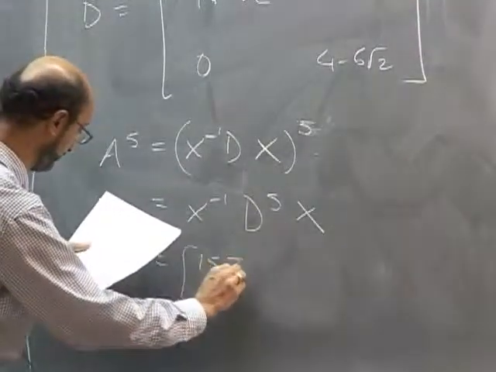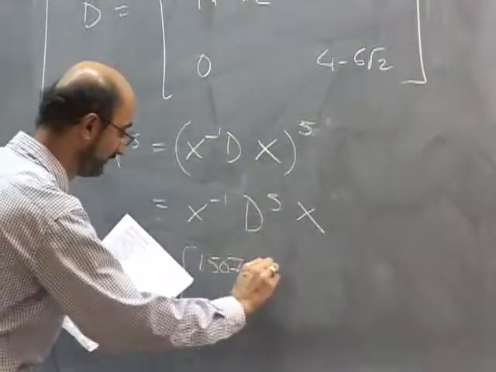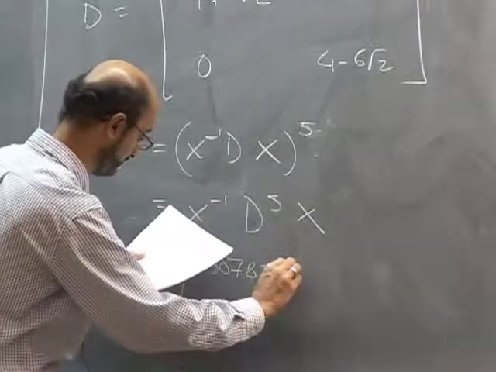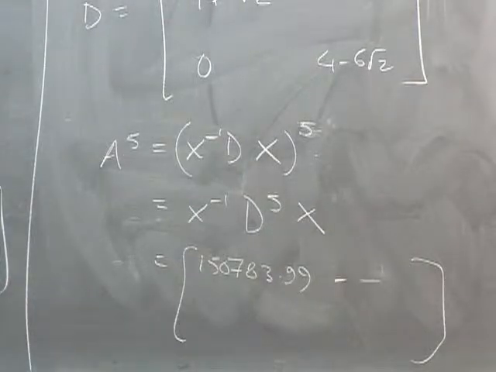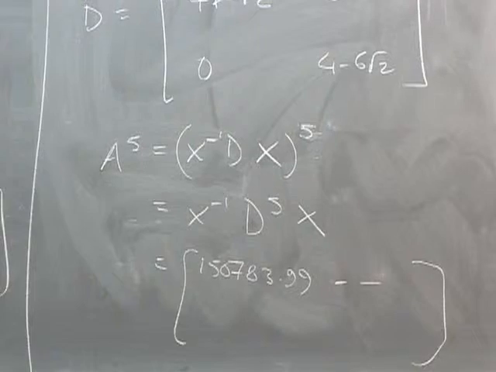It's 157,783.99 something. There's some bunch of big numbers. You can look it up. But to do it, it was pretty straightforward. All I had to do was compute D to the 5.